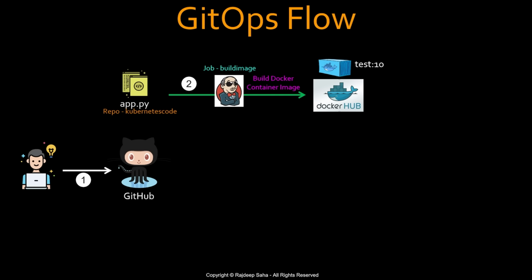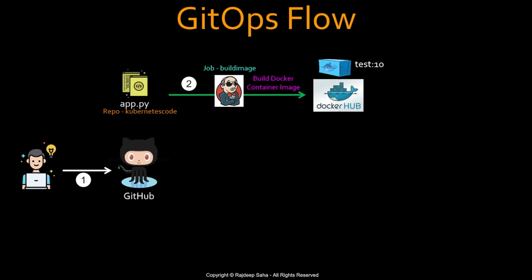It saves the image in a container registry. In this case, we are using Docker Hub. And the name of the container image is test:10. This :10 is the tag for the container image. This part is important. Every time your code is changed, a new Docker container image will be created with the updated tag.